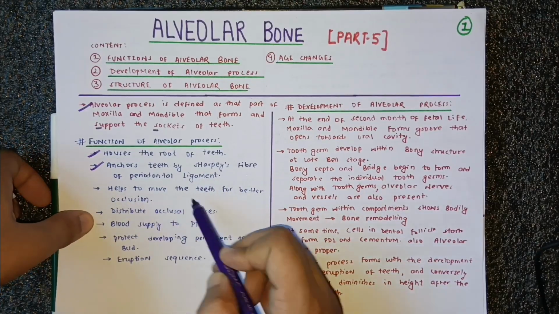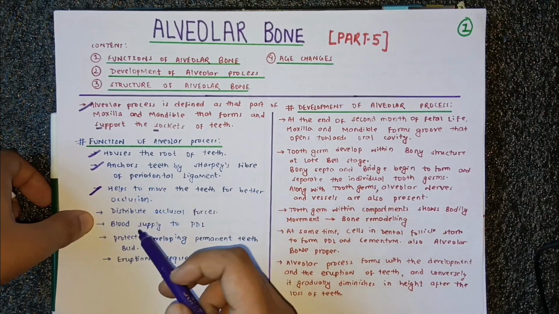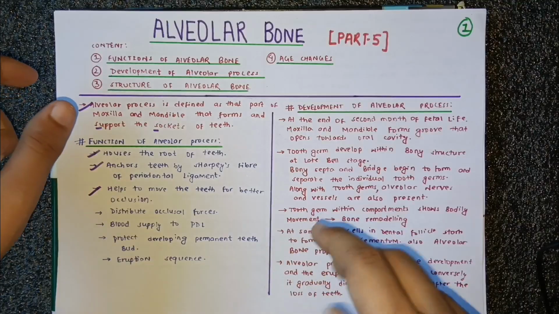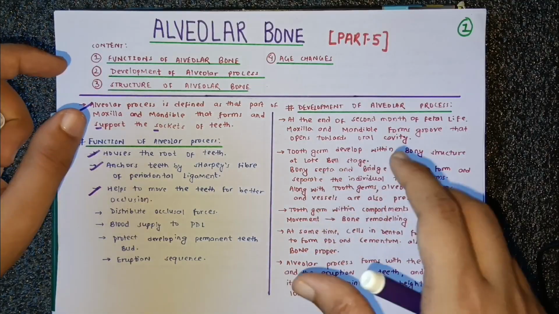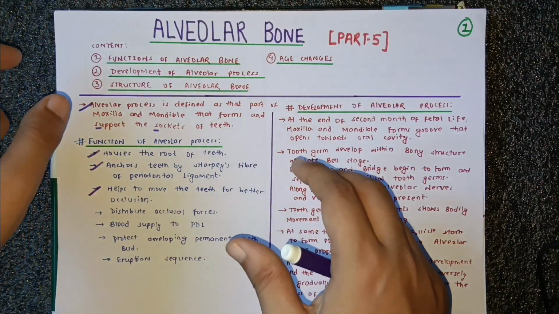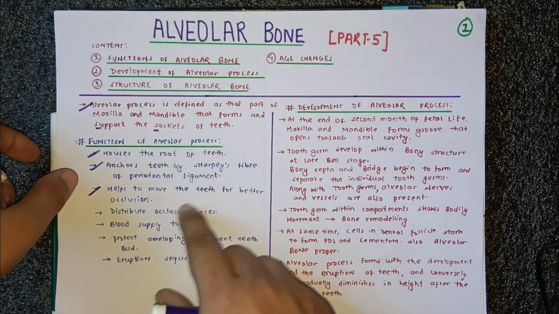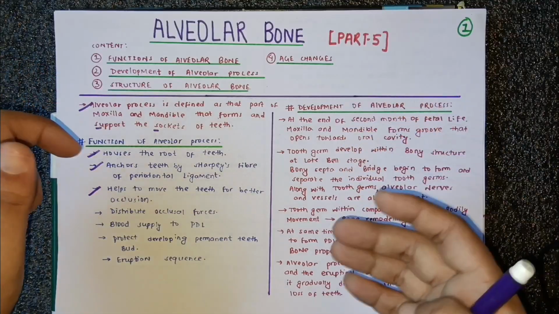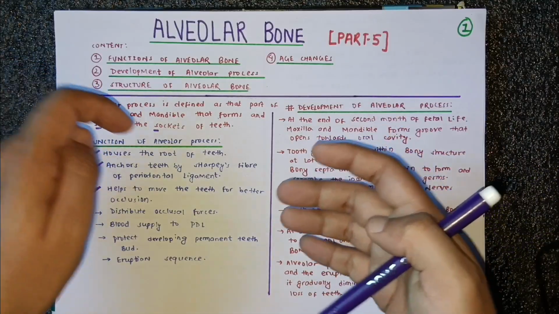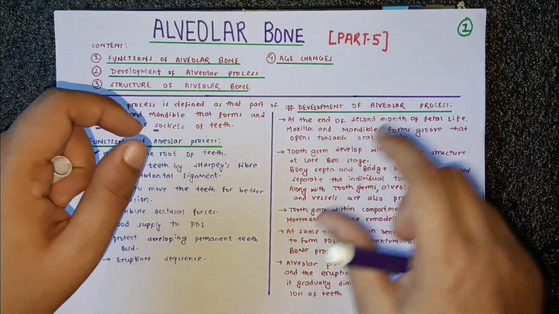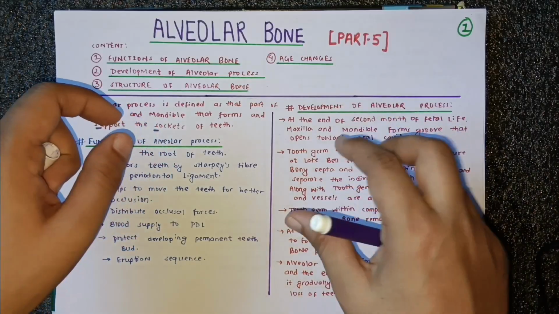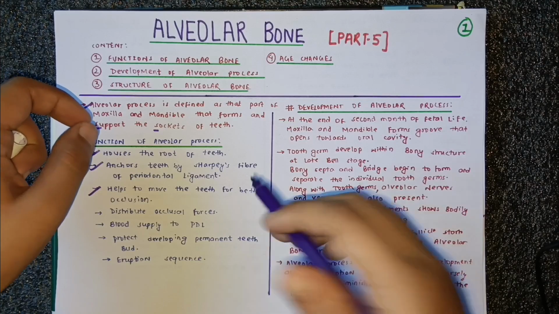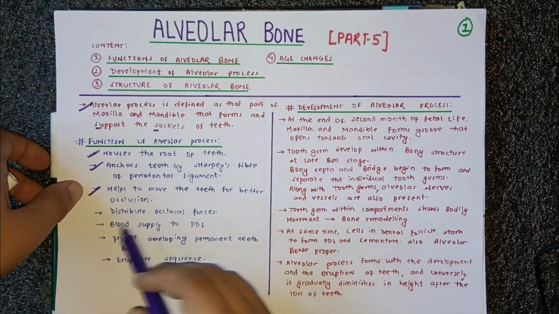After that, it helps to move the teeth for better occlusion. During orthodontic treatment we can change the structures in this alveolar bone a little. When we apply orthodontic treatment there is bone remodeling, and with the bone remodeling there are changes in the structure of the alveolar process, in such a way that it makes for better occlusion. So it moves the teeth for better occlusion.